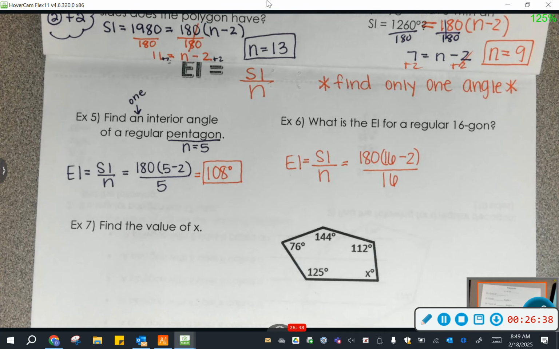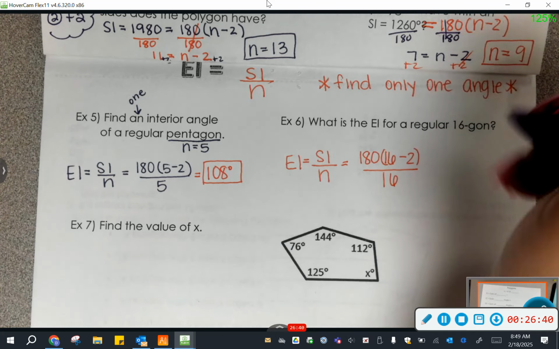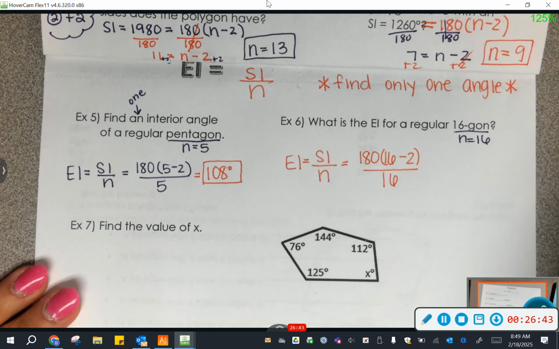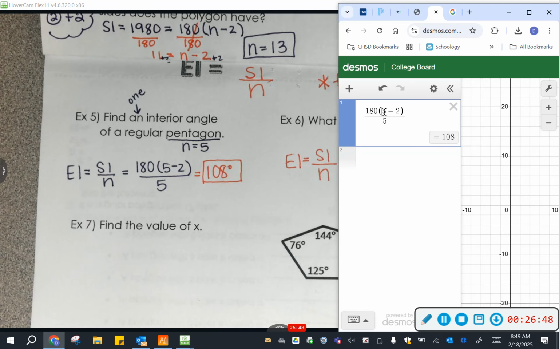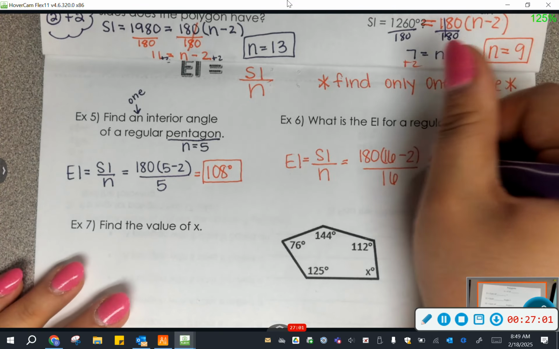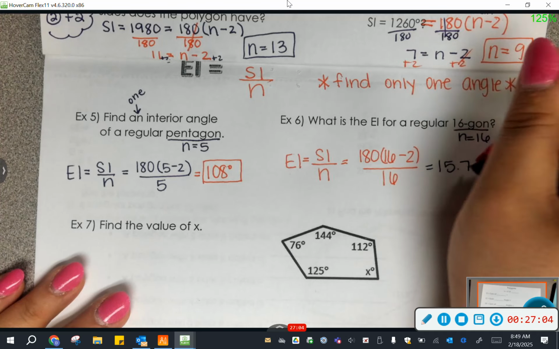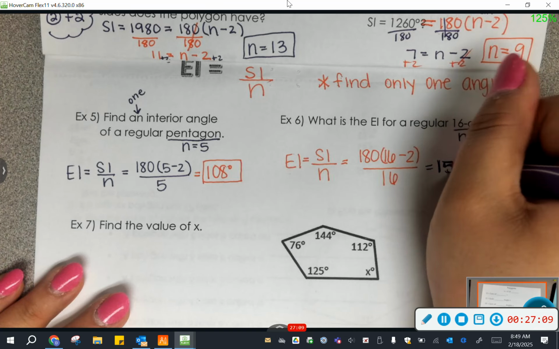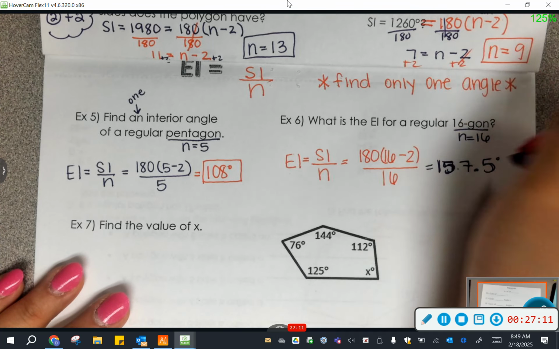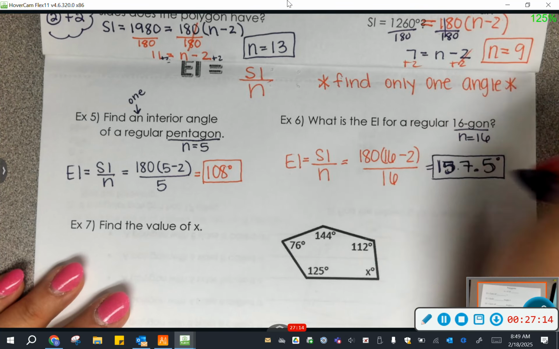For a 16-gon, what does my n equal? n is 16, and you just plug it in. What I see some people do on their tests is they just set this all up and put it all in Desmos, so they can just type in the different numbers. 157.5 is my answer. 157.5 degrees is my answer.